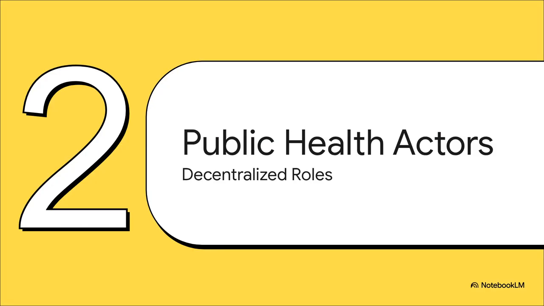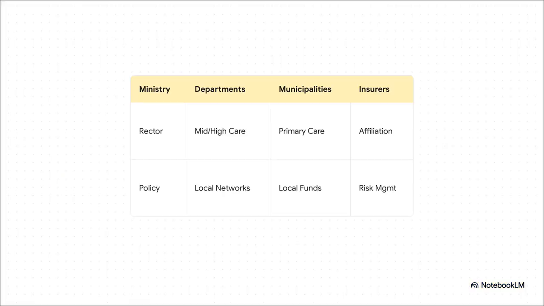Moving right along to Section 2, Public Health Actors. So now that we understand the system, let's transition to the specific actors who actually keep this macro-level ecosystem alive and functioning. And honestly, this brilliantly illustrates the decentralization of the Colombian system. Powers are separated horizontally, yet they are deeply integrated to cover the entire population.